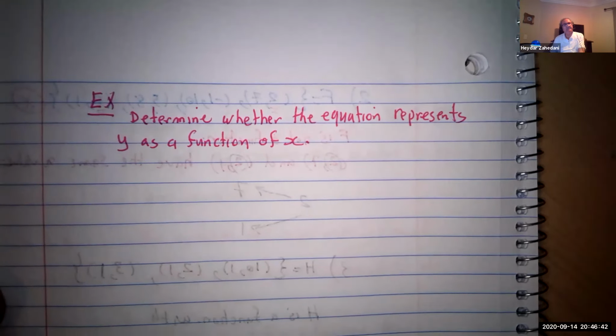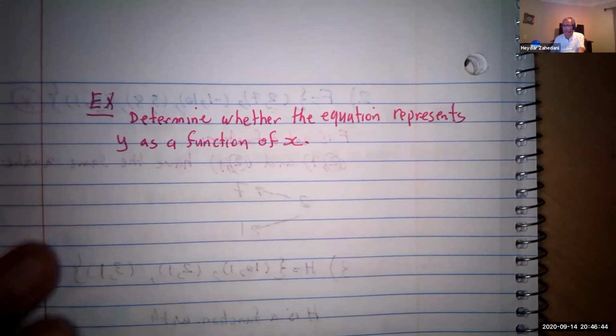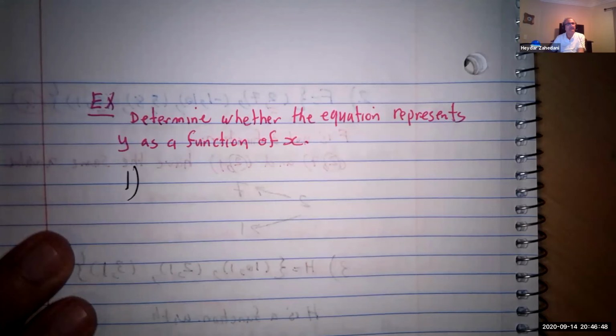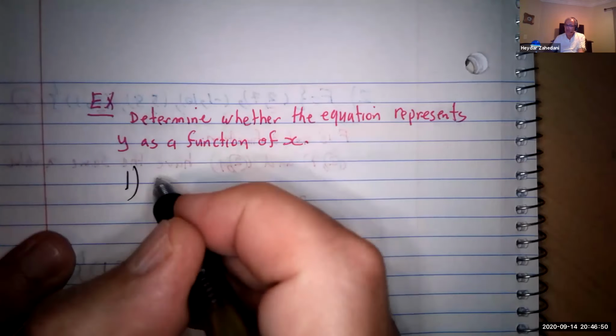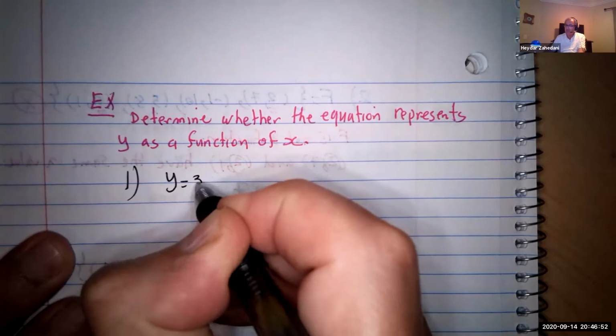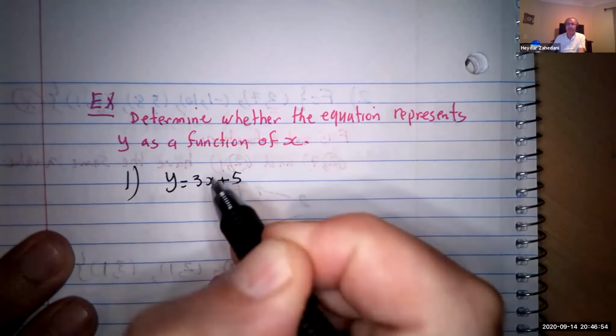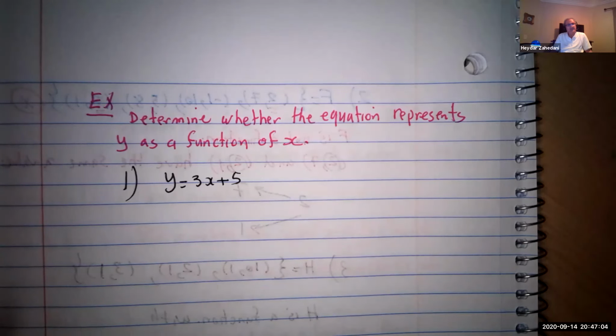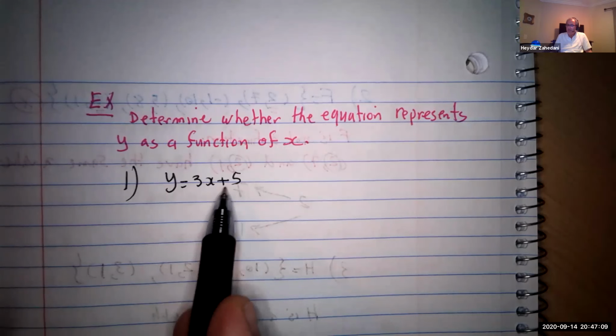Okay, are you ready? The first one is straightforward. You say I give you y equal to 3x plus 5. You see, I give you one x. What are you going to do to my x? You multiply by 3, you add the 5. So if x is equal to 1, you are going to have 3 plus 5, which is 8.